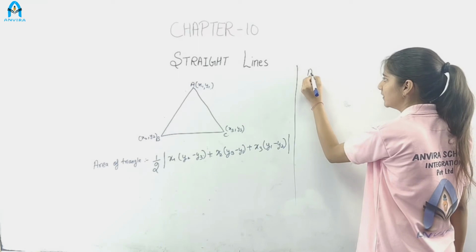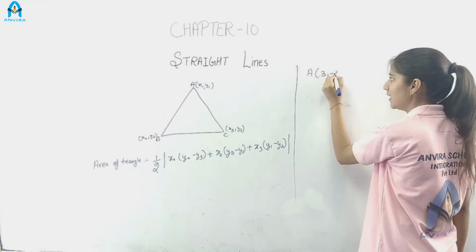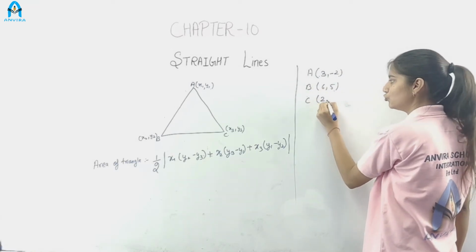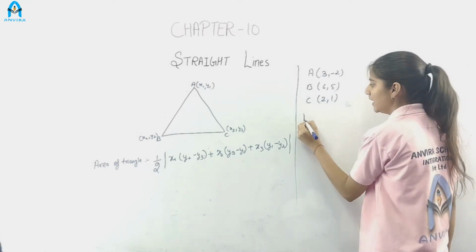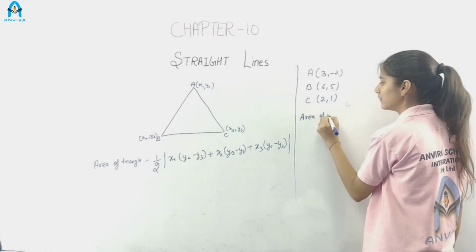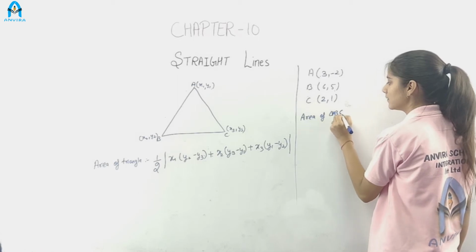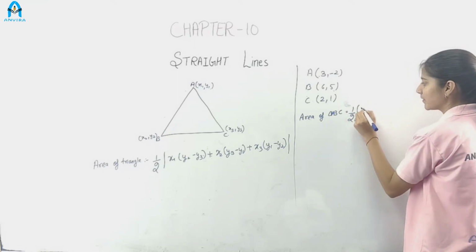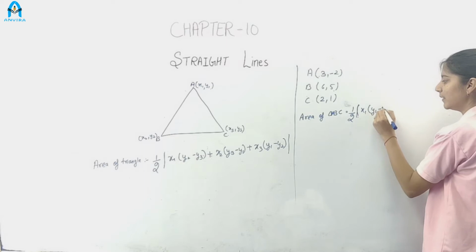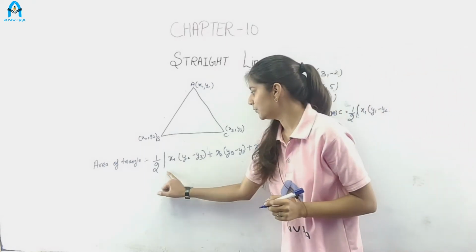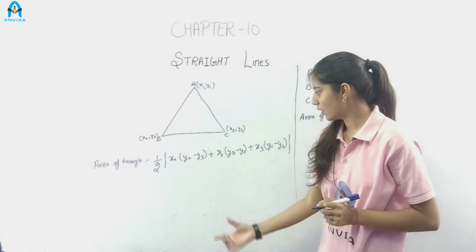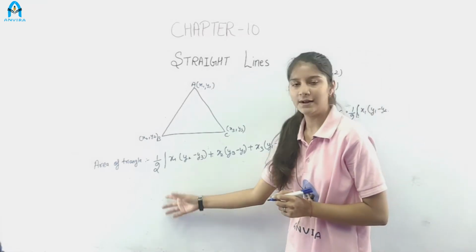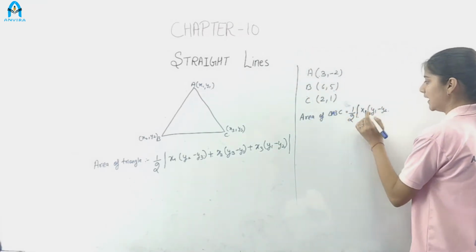If I had given the vertices A as (3, -2), B as (6, 5) and C as (2, 1), then the area of triangle ABC is given by 1/2 |x1(y1 - y2)|. Here I applied mod. What does mod show? Mod shows that the area of triangle will always be positive. It can't be negative.